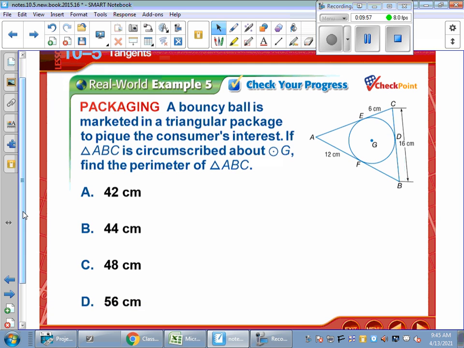Last question here, folks, same idea. If this is 6, this is also 6. If the whole thing is 16, that makes this 10 and this 10. If this is 12, this is 12. Add up all those numbers that I added plus the ones that were already there. Final answer is D, 56.